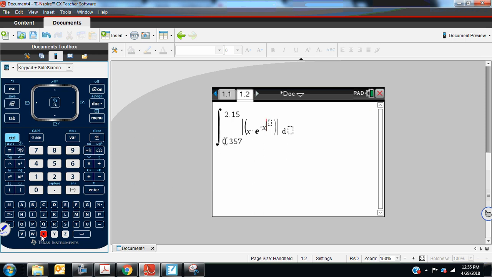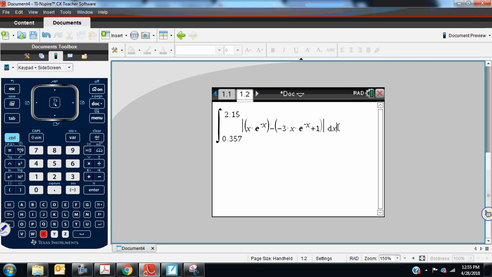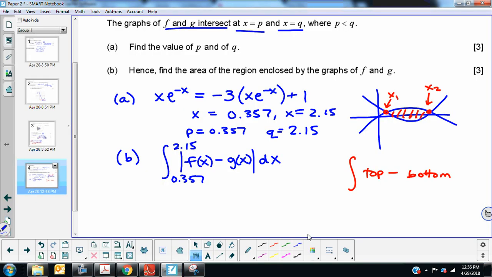This just takes some time. And minus, all right, I'm going to put another set of parentheses in here, negative 3 times x times e to the negative x, plus 1. Being really careful with multiplication signs, with parentheses, and you have to fill in x here so that it knows we're integrating with respect to x. We hit enter, and it calculates it for us, and it's 0.538 if we're rounding to 3 significant figures. So we just have to conclude with equals. And that's it for this one.